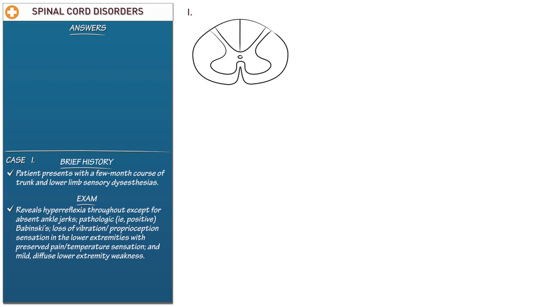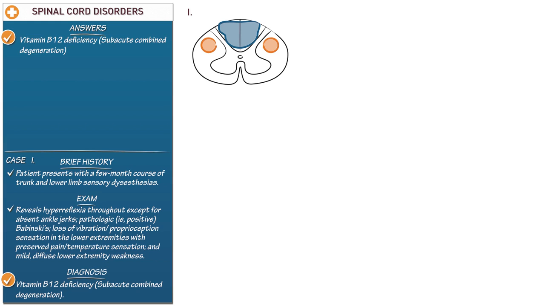Show that the loss of vibration proprioception sensation with preserved pain temperature sensation suggests posterior column involvement. Then show that the diffuse motor weakness is due to corticospinal tract involvement. Indicate that this combination of deficits is often found in subacute combined degeneration due to vitamin B12 deficiency.